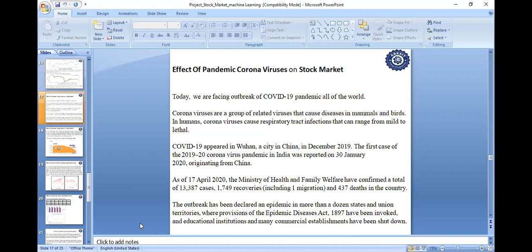We have also worked on the effect of the coronavirus pandemic on the stock market. As we all know, we are suffering from the COVID-19 pandemic all over the world. Coronavirus started from Wuhan, China, in December 2019. The first case was recorded in India on 30 January 2020. The outbreak has been declared a pandemic in more than a dozen states and union territories, under the provisions of the Epidemic Diseases Act 1897.